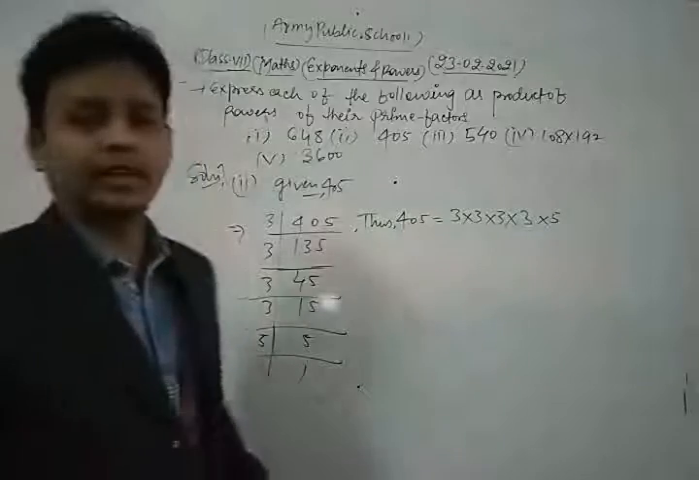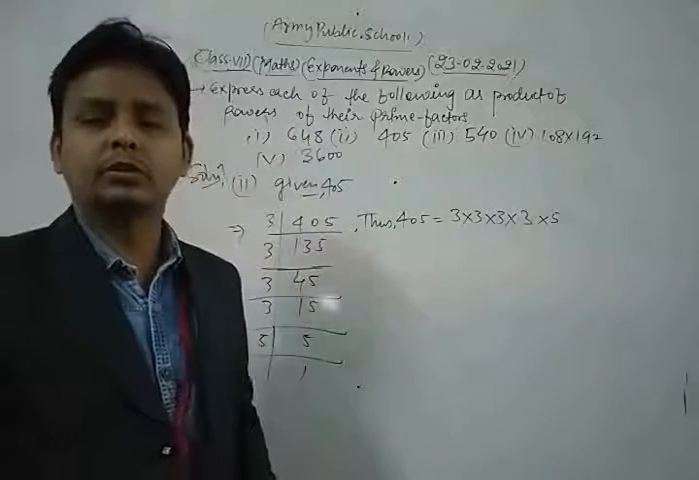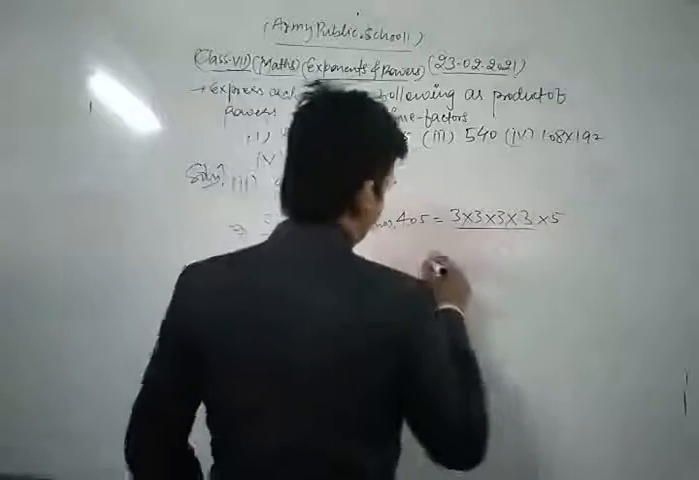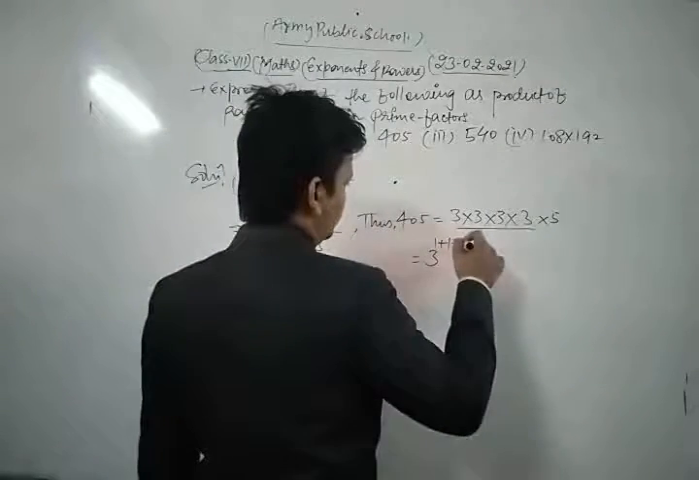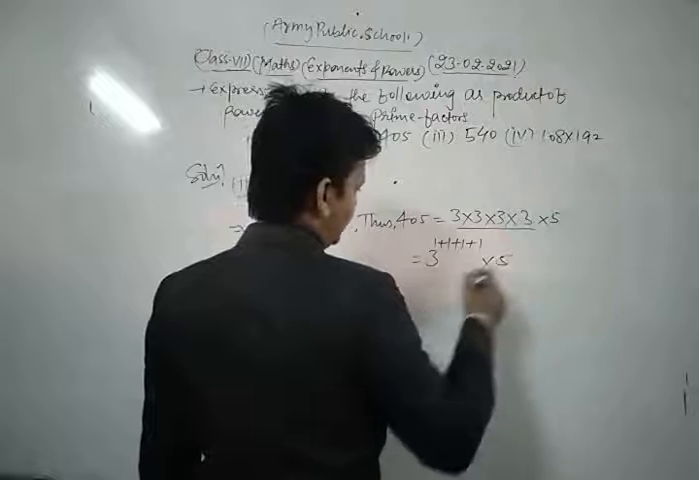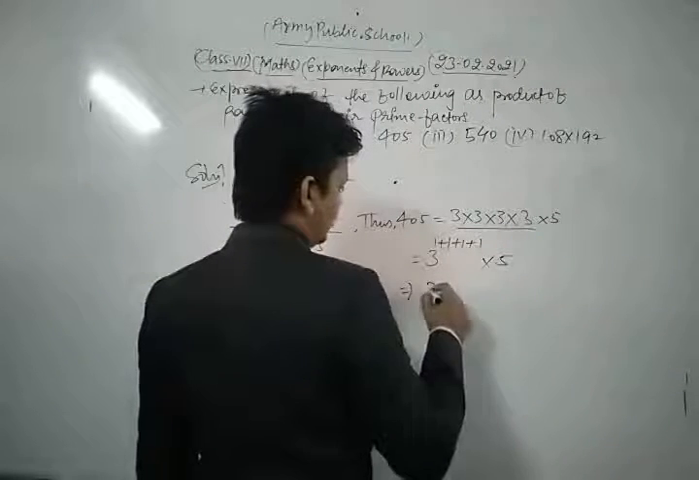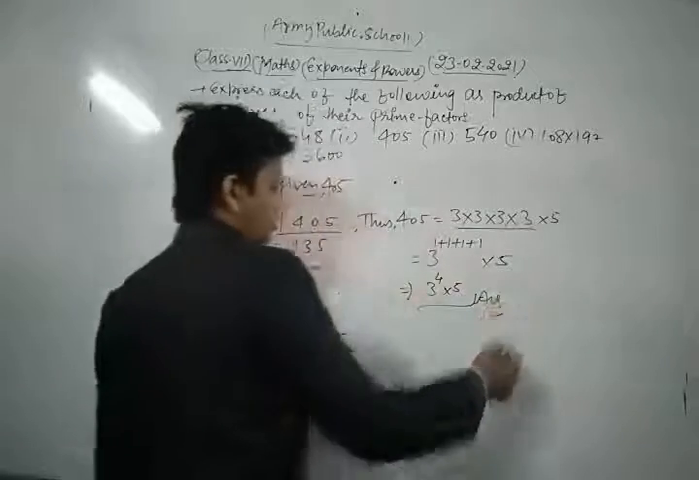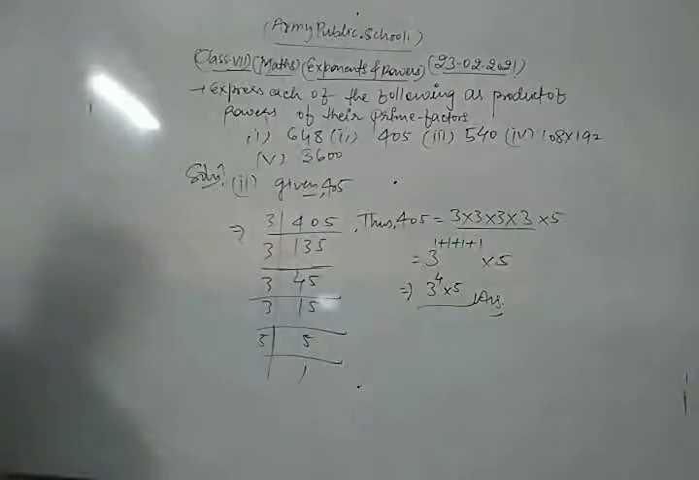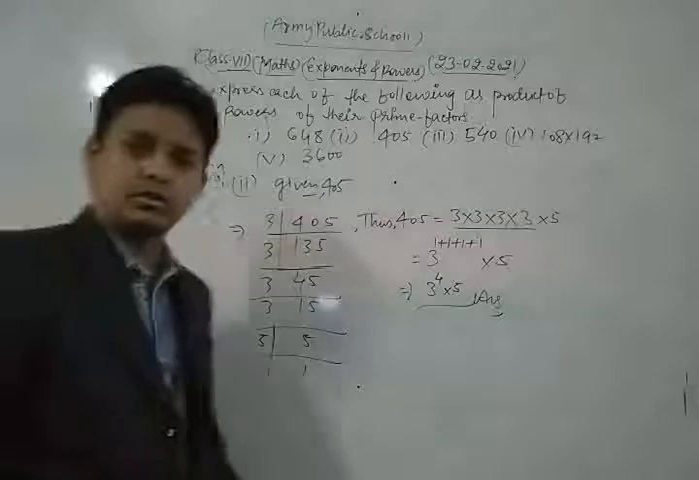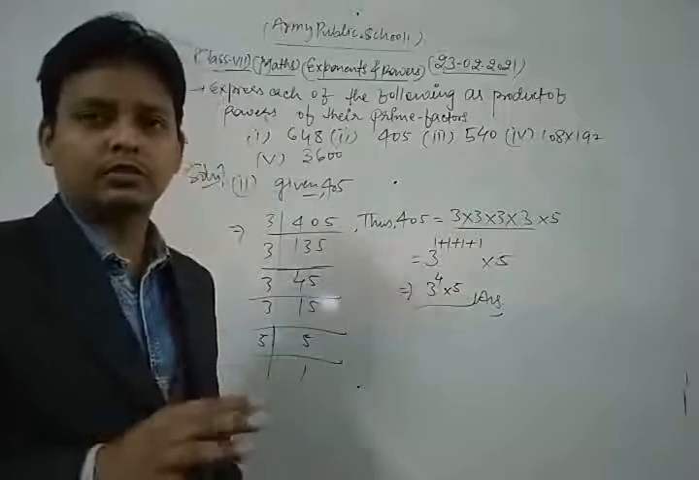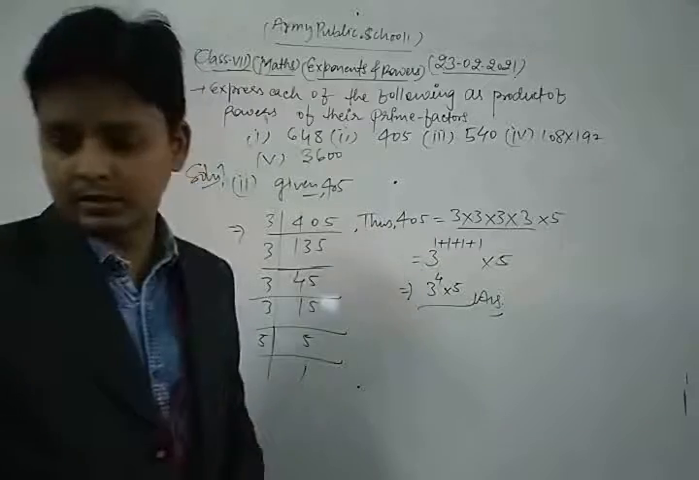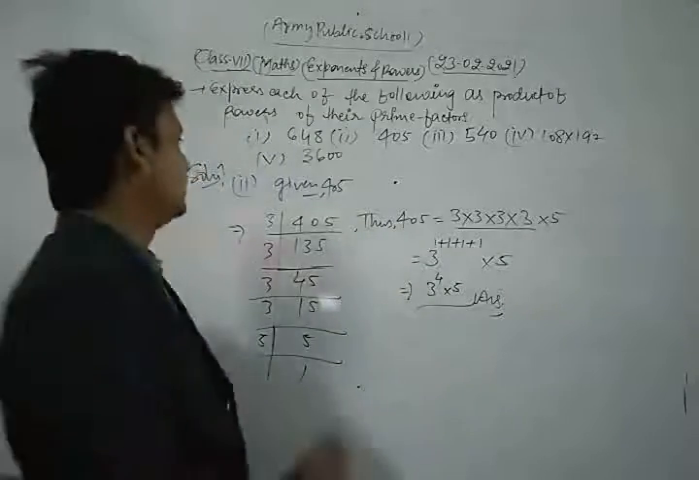So in that question again we apply the laws of exponent, a to the power m into a to the power n. So we get here 3 mentioned how many times? 4 times. So we write 3 1 2 3 4 times and 5 as it is. So we write 3 to the power 4 into 5. This is the required solution of the given question. Okay, so in this way you express each of the following values as the product of their prime factors.